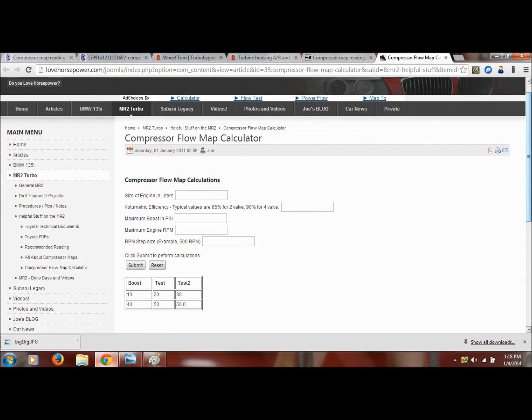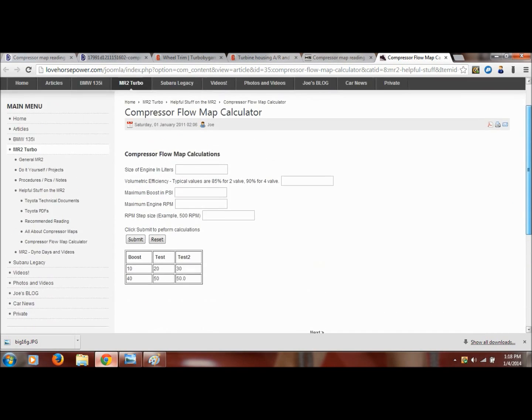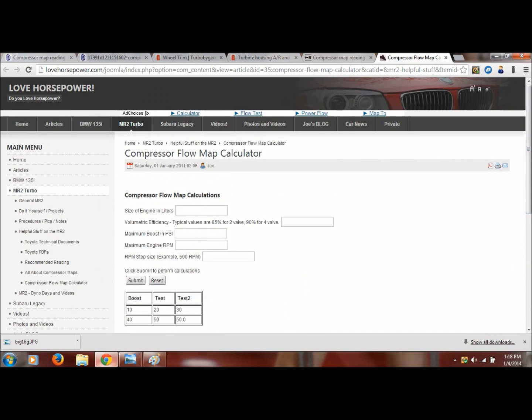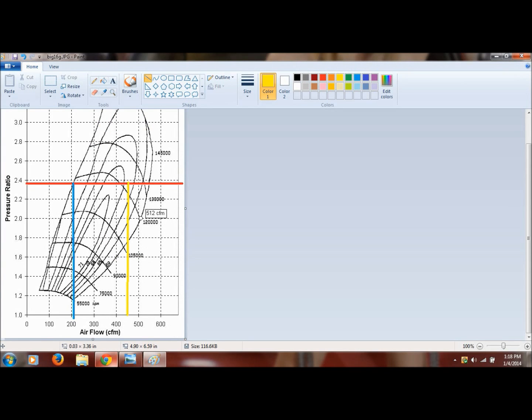So you put in the information it wants to know per the article, and you can plot your own compressor map. Okay, so that's where we stand, guys.